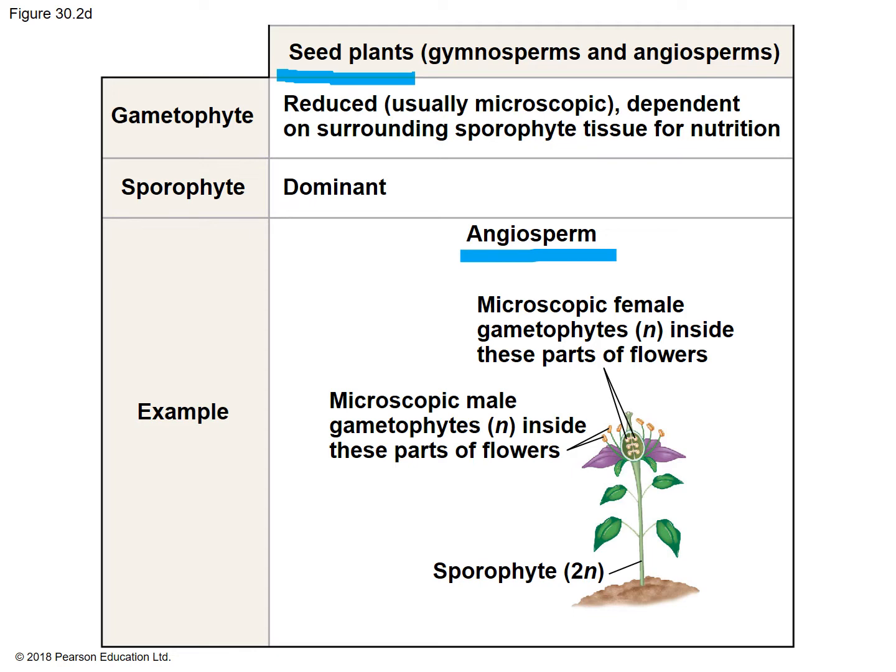Microscopic female gametophytes, haploid ones, are found inside the ovules here, while the microscopic male gametophytes are found inside these parts of the flower, the anther, and both are carried on the sporophyte.